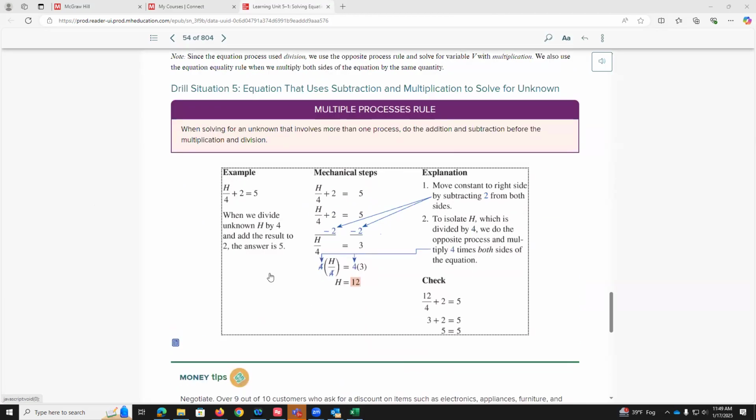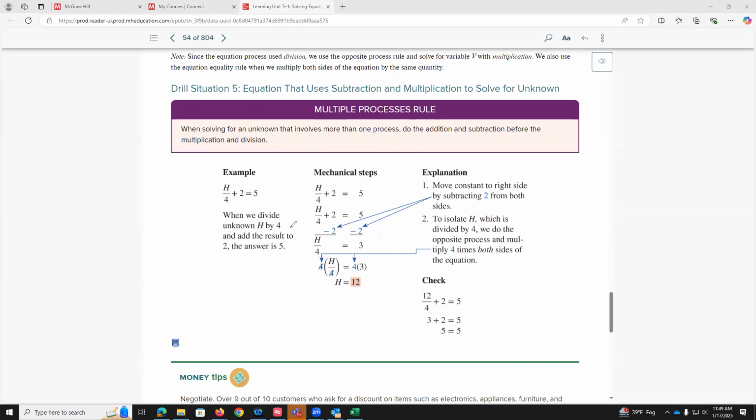And so this is using multiple processes. Our little rule here in the purple and tan box says, when you're solving for an unknown or a variable that involves more than one process, you'll do the addition and subtraction before you do the multiplication and division. And so here's our example. We've got h over 4 plus 2 equals 5.